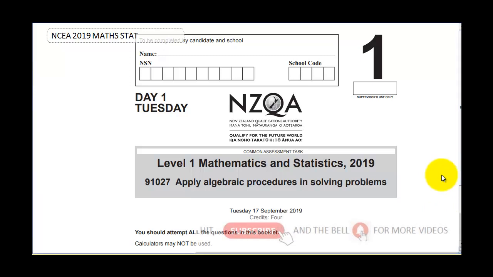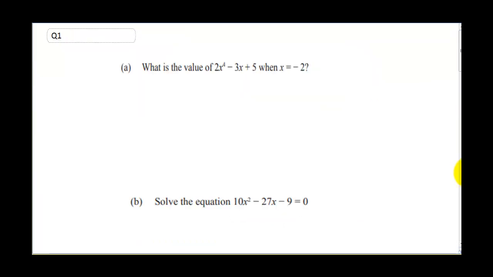You'll notice the question requests that you do not use any calculator while solving it. So we are going to proceed and start solving the questions.